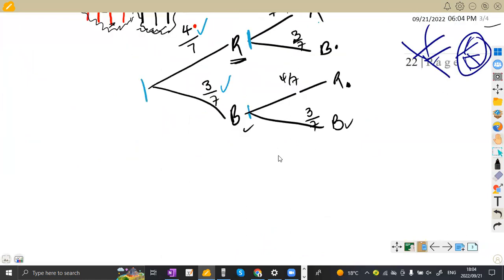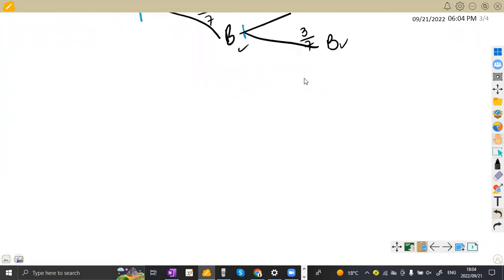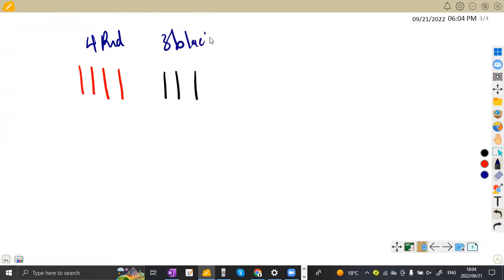We had 4 red. Okay. So I'm just going to repeat that same condition, but without replacement now. All right, so we had 4 red and 3 black. All right, now we are dealing with without replacement.